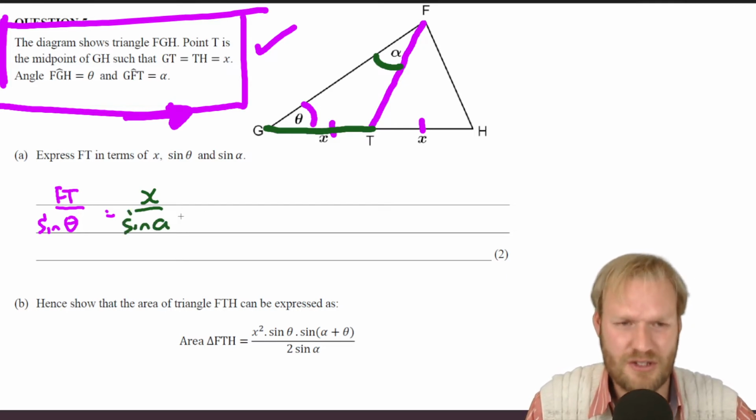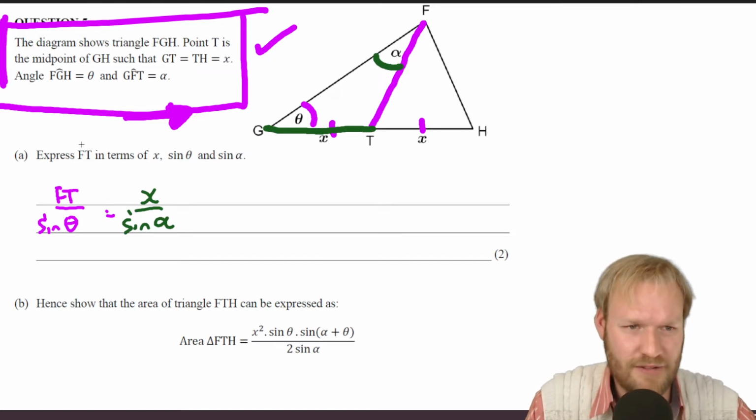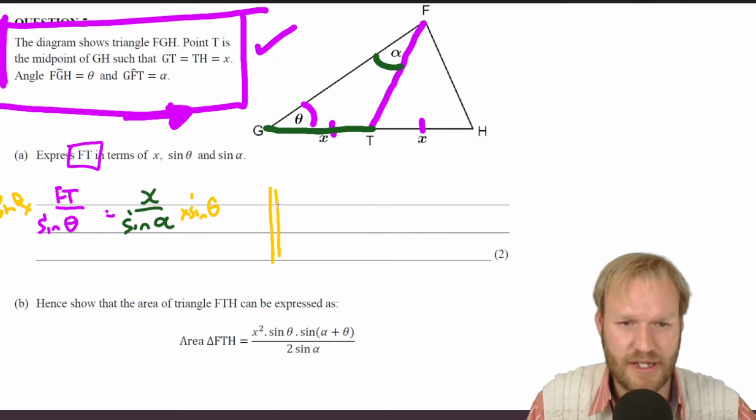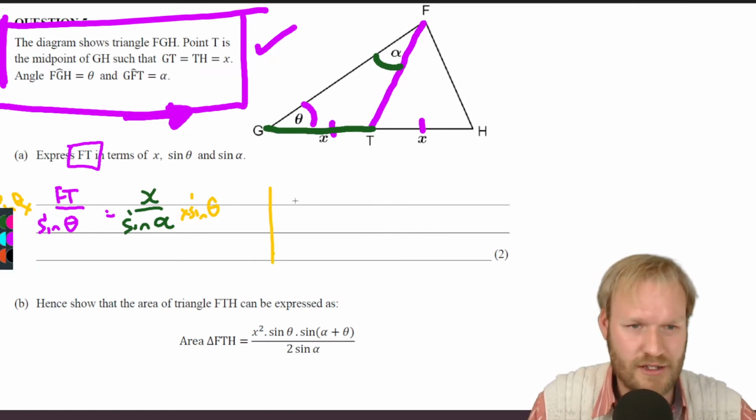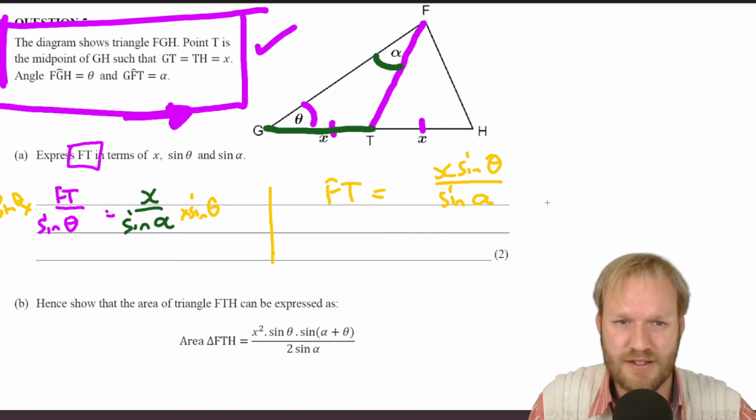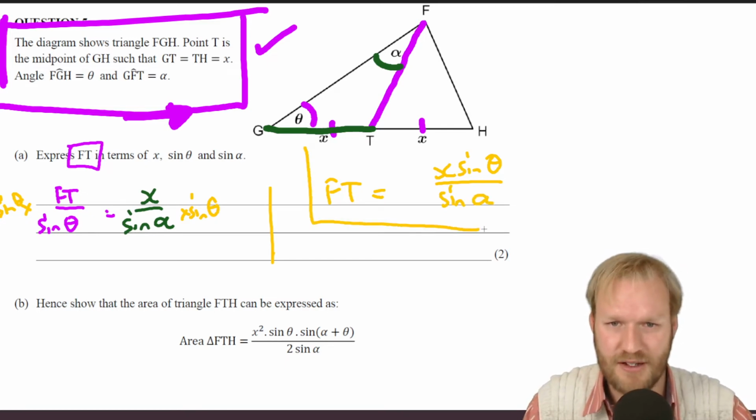So there we go. Just an application of the sine rule, but we want FT as the subject of our formula. So let's multiply both sides by sine theta. Okay, so then what we'll get is FT equals, so we've multiplied both sides by sine theta. So therefore, that's FT in terms of all of those doodads.